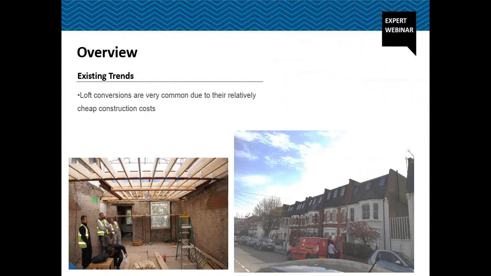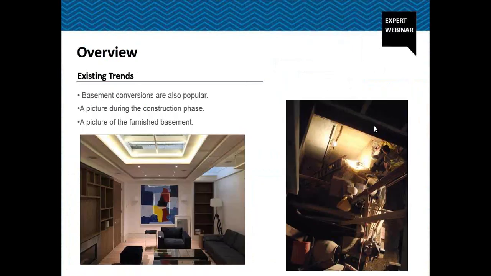Here are some examples of typical extensions. The picture here on the right shows a row of houses that have all been converted or extended into the loft. The style of loft conversion shown here is typically of timber frame construction. As well as extending upwards, basement extensions are another popular option. Here is a picture of a basement that we have designed, taken during the construction phase.